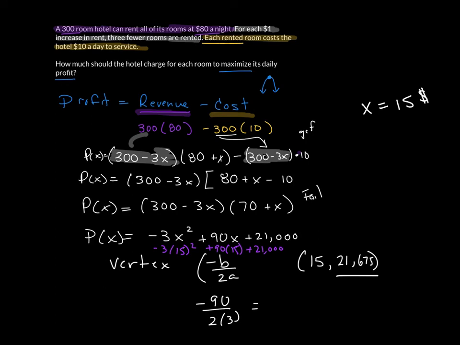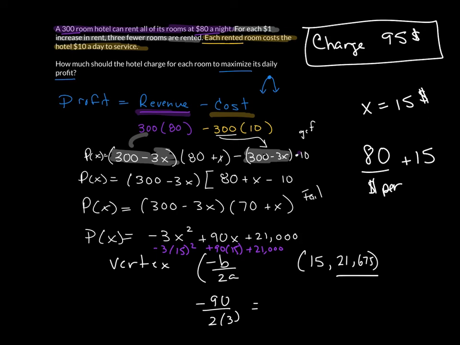So what that means is it should be the $80 that you started with, that was the amount of money per night, plus 15 extra dollars. So what the hotel should charge, it needs to charge $95 per room, and that will give you your maximum profit of $21,675.